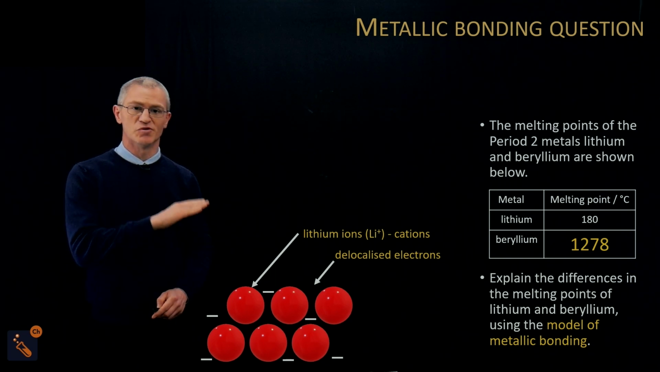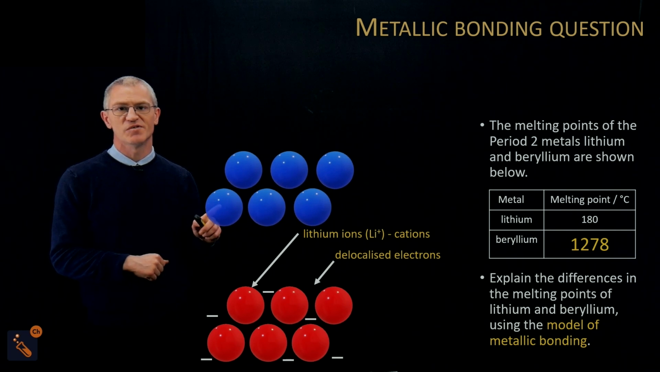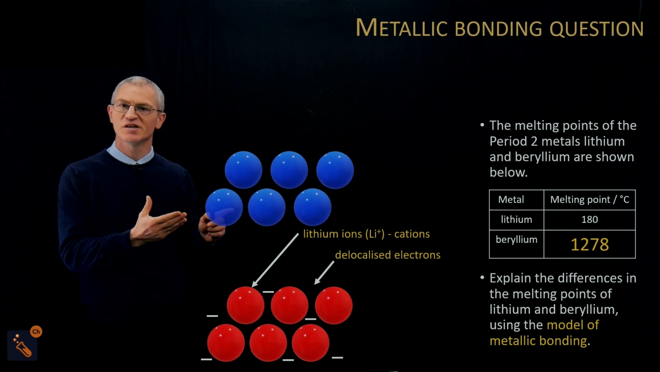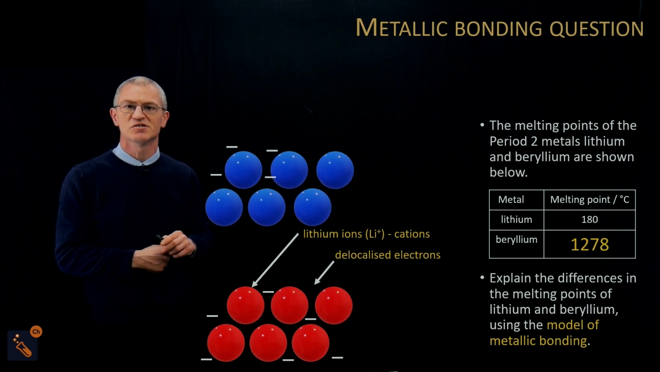Let's compare this to beryllium. So beryllium, again, 6. And we've got 6 here. So how many electrons are we losing per beryllium? We're losing 2. It's in group 2, so it loses 2 electrons. So let's put those 2 electrons on.